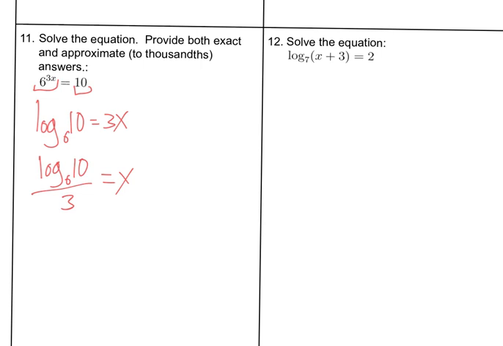For number 12, we're going to go backwards here, and I'm going to start with log form. I've got my base, my argument, and my exponent. So this is going to be 7 to the 2 is equal to x plus 3. 49 is equal to x plus 3. Getting x by itself, we get 46 is equal to x.